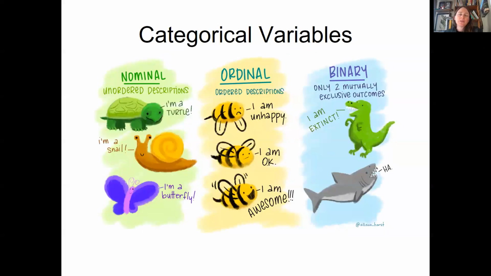That's in contrast to what are called categorical variables, which are words, right? So I'm a turtle, I'm a snail, I'm a butterfly. Okay, those are variables there, and they don't have any order to them. They're just words or categories, right? Versus ordinal categorical variables could be like small, medium, large. There's an order to them, or I'm happy, I'm okay, or I'm unhappy, right? And binary variables are two things that are mutually exclusive. I'm alive or dead. I'm here or not there, right? So those would be binary variables.